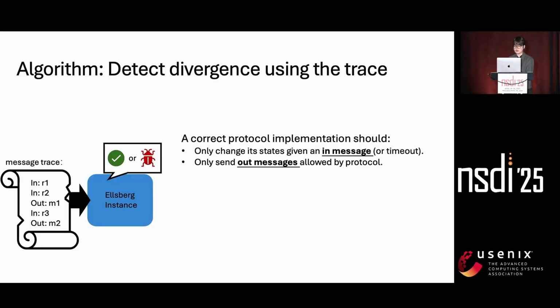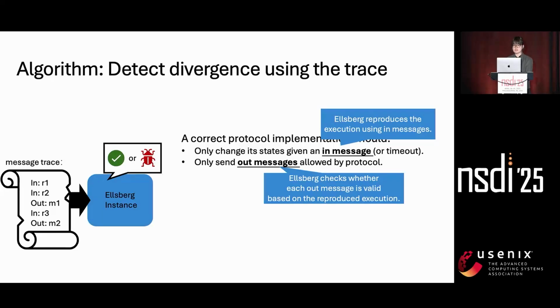As we know, a correct implementation should first only change its states given an in message or an internal timeout. And second, it only sends out messages allowed by the protocol. So how will we check the message trace? Ellsberg reproduces the execution using the in messages, and it checks whether each out message is valid given the execution.